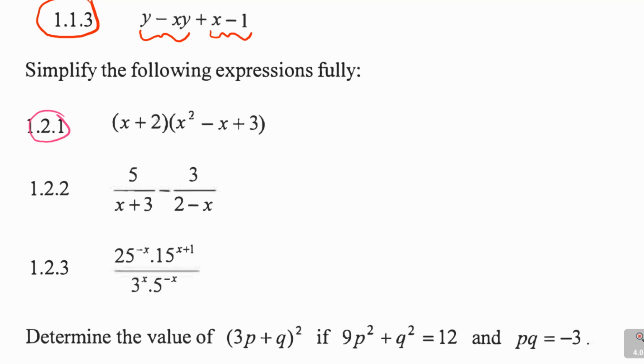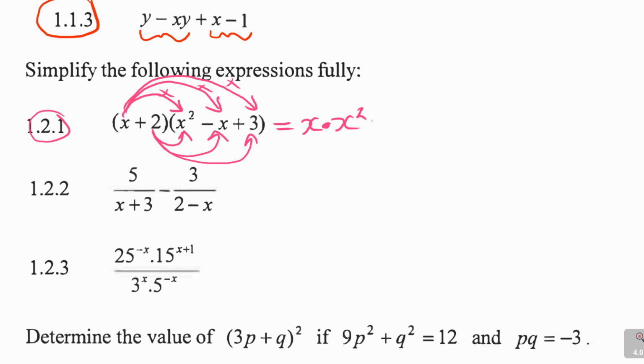1.2.1. When they want you to simplify this, they want you to open up this bracket where the x multiplies and the x multiplies and the x multiplies. You are expanding, so you are distributing that x. Now the 2 also will multiply. Remember, all this is multiplication, and the 2 will multiply and the 2 will multiply. So what are we going to get as our answer? x times x cubed. Guys, I'm saying x times, which is dot, x squared. See that? That's what I'm doing.